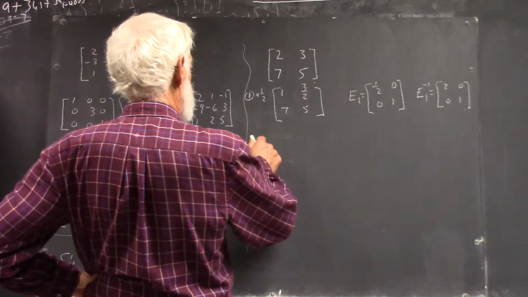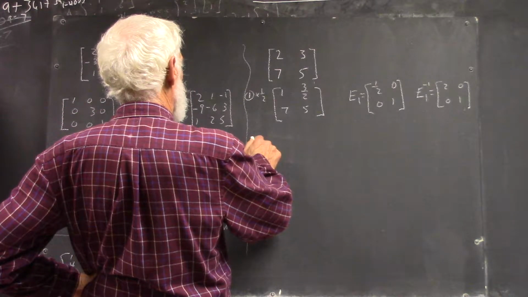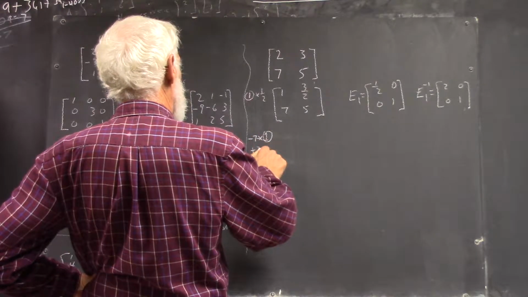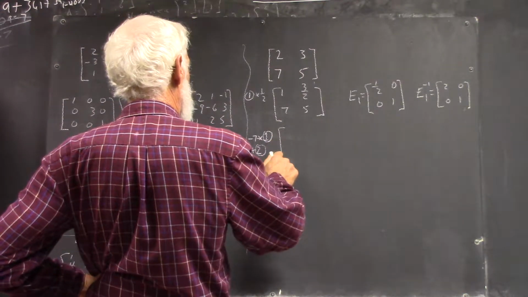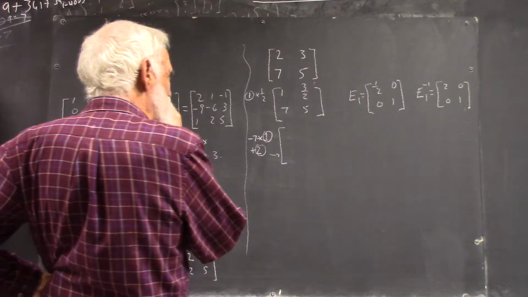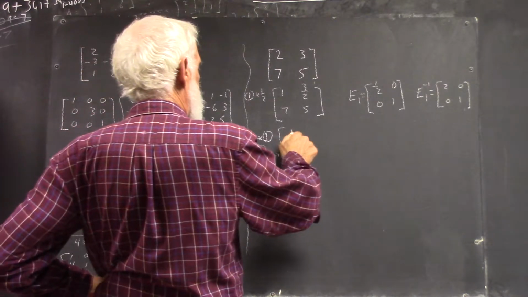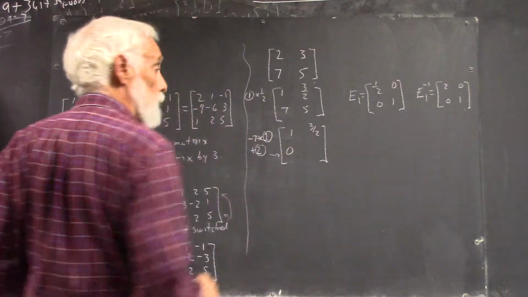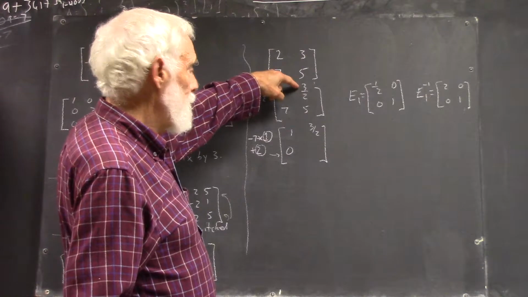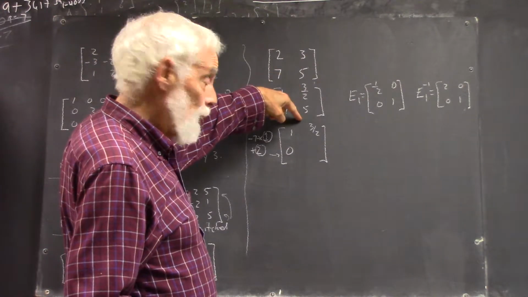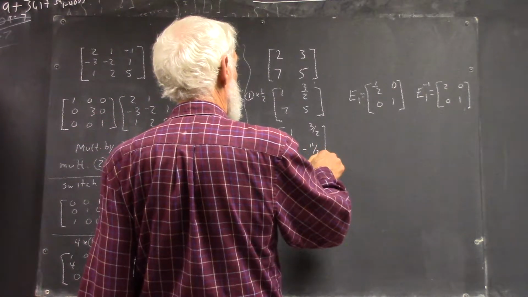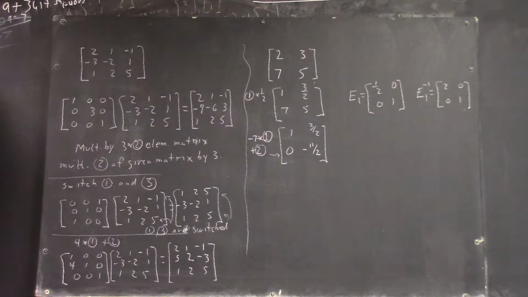Okay, then we do -7 times the first plus the second gives us 1 3/2. -7 times 1 is 0, added to 7 is 0. -7 times 3/2 is -21/2. 5 is 10/2, giving us -11/2. Okay? Make sense?